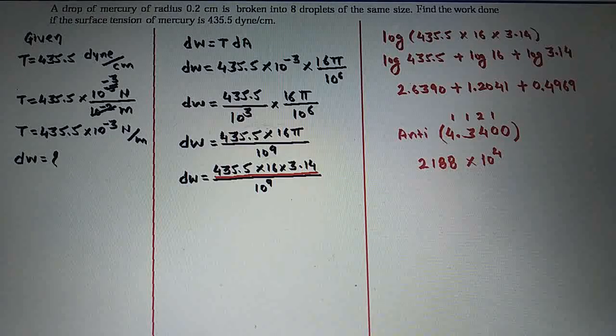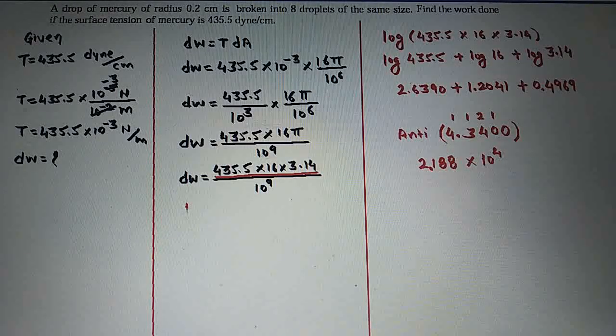So we will write here 2188 is the antilog of this .3400, and we will take this integer 4 as a 10 to the power here, and we will take the decimal point after the first digit, so it will be 2.188 into 10 raised to 4. So this is the answer of this 435.5 into 16 into 3.14. Now we will write this answer here.